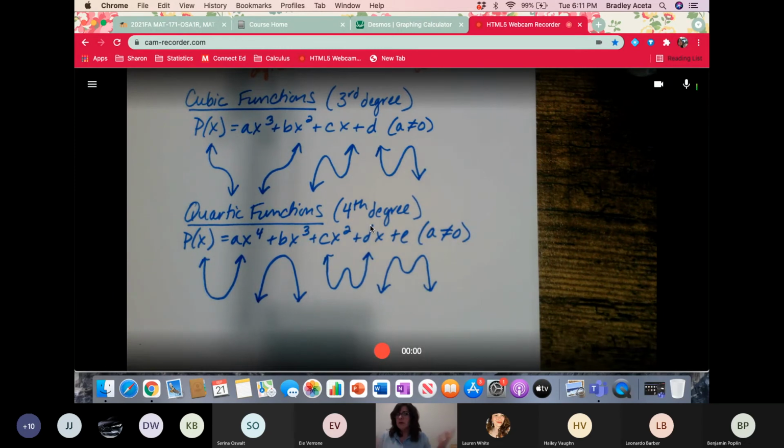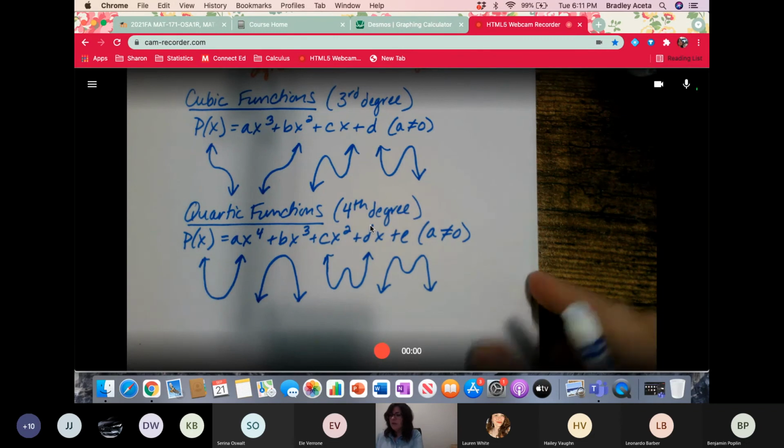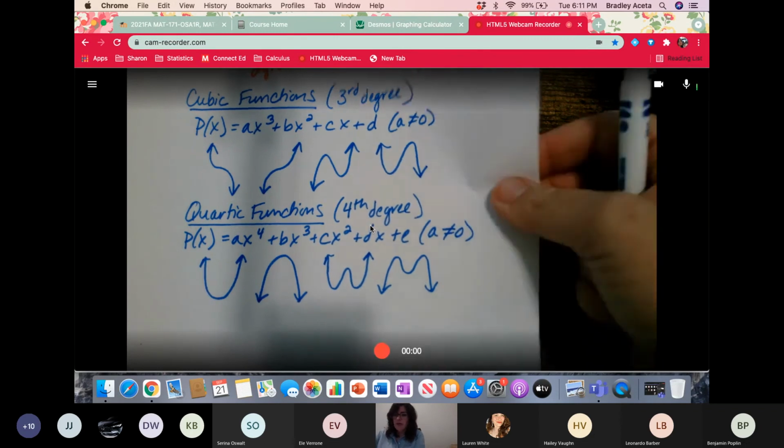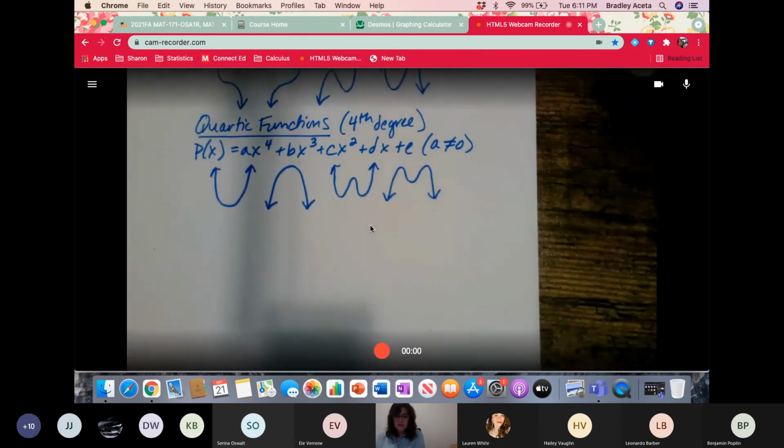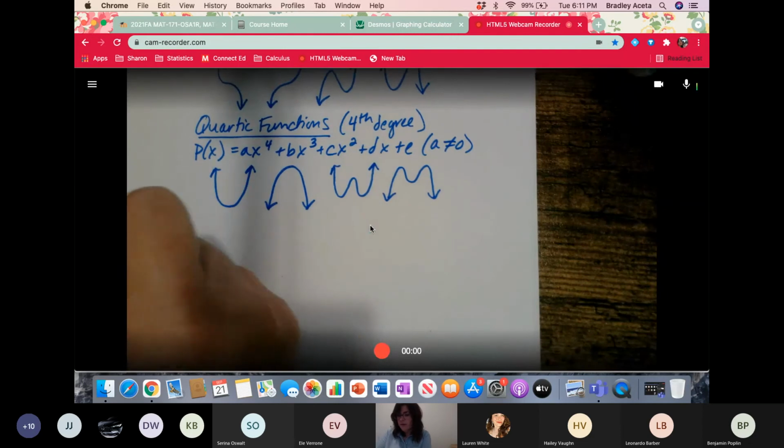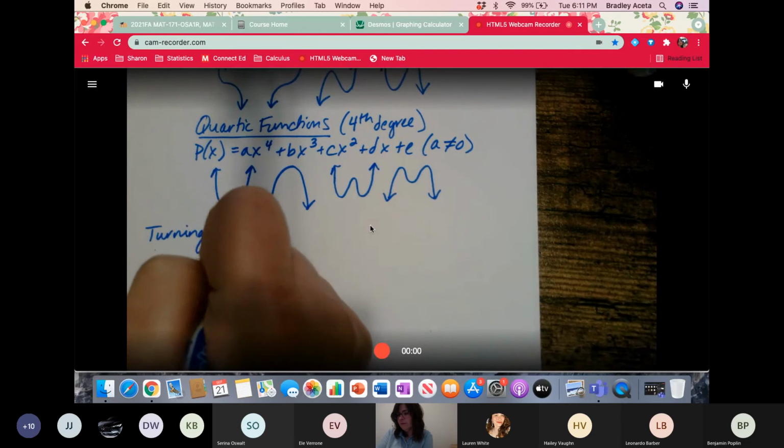So now in your brain, you know what a quadratic looks like. It's a parabola up or down. But then you're like, well, how do I know if it's going to be quadratic or quartic? And we'll figure that out very, very soon. But now you should know what cubic functions look like. Now just a few definitions to go through, because we need to know what turning points are in the graph.